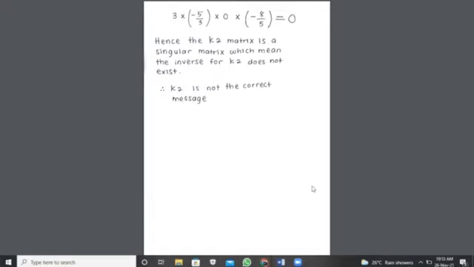As you can see, the multiplication of the diagonal of the K2 matrix is 0. Hence, the K2 matrix is a singular matrix, which means the inverse for the K2 matrix does not exist. Thus, the K2 matrix is not the correct message.